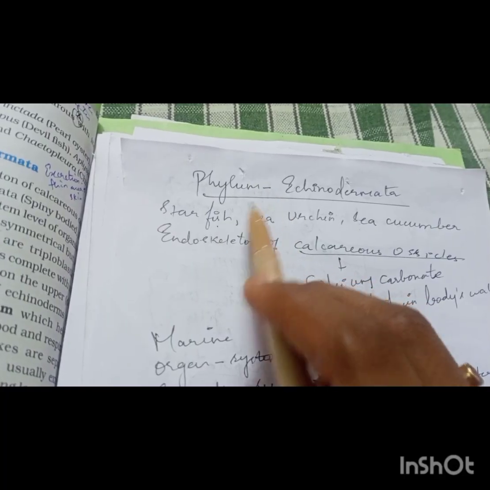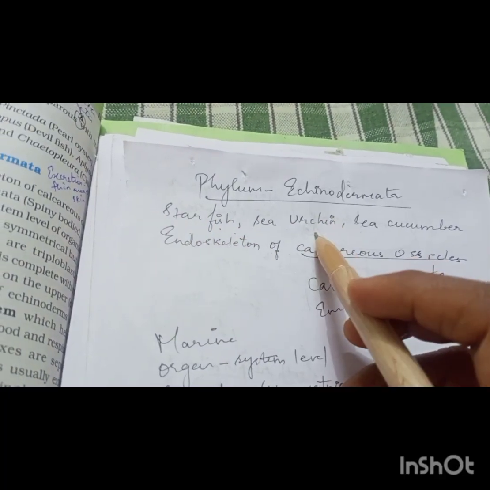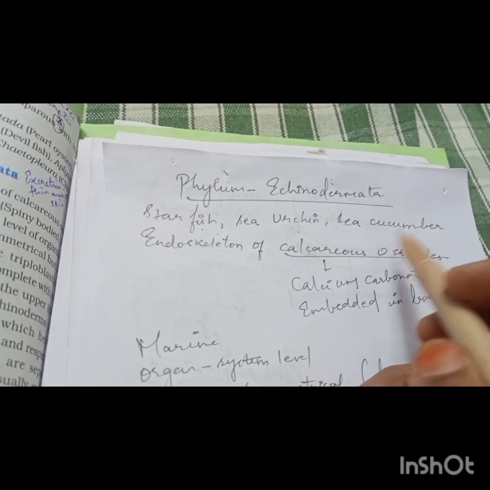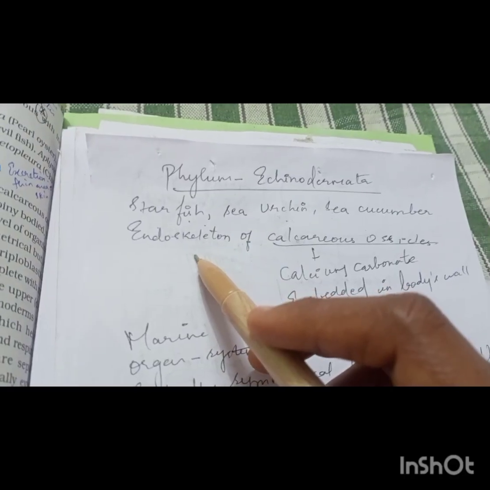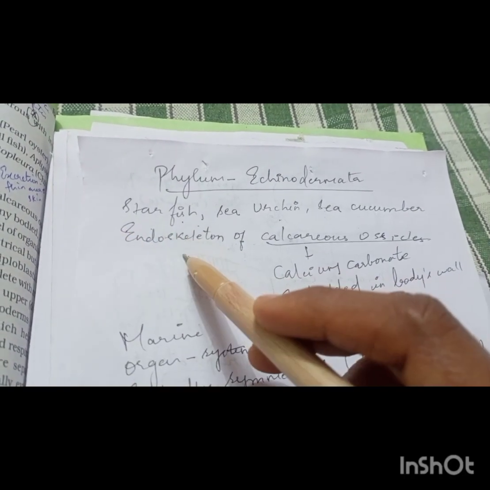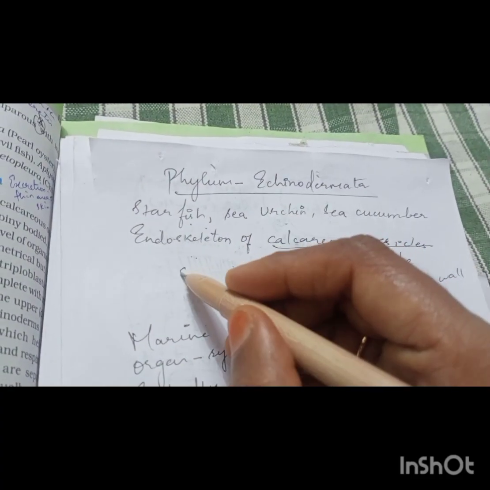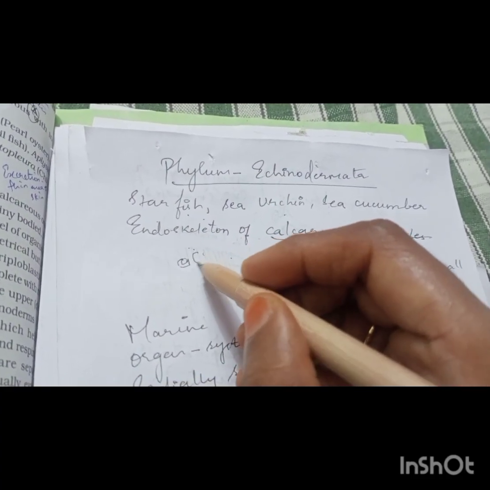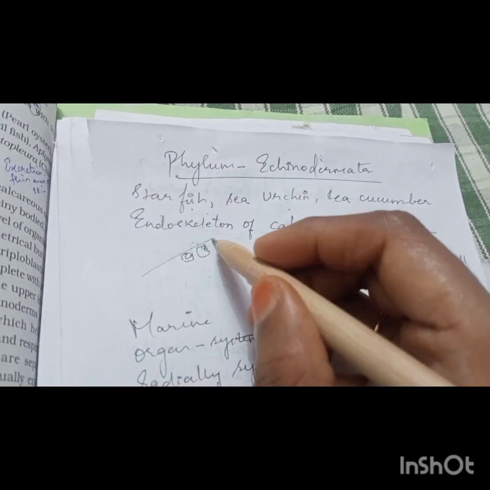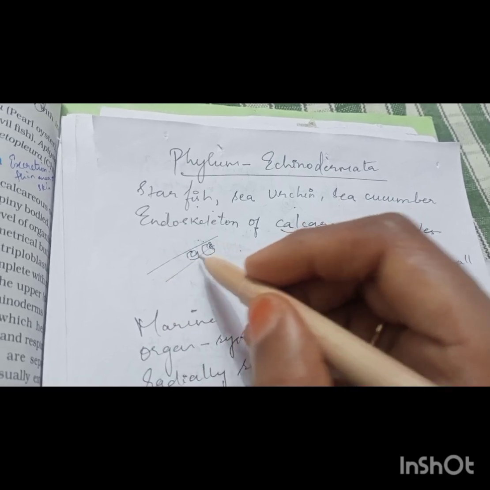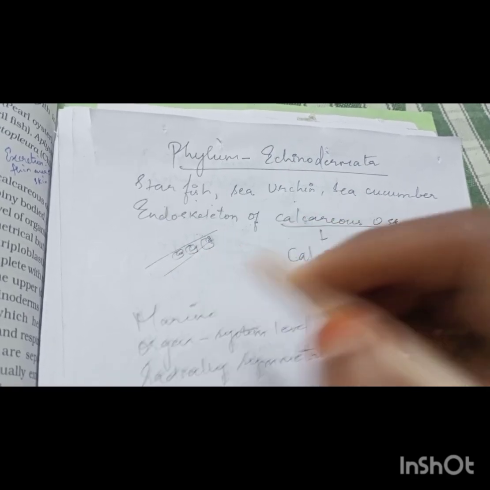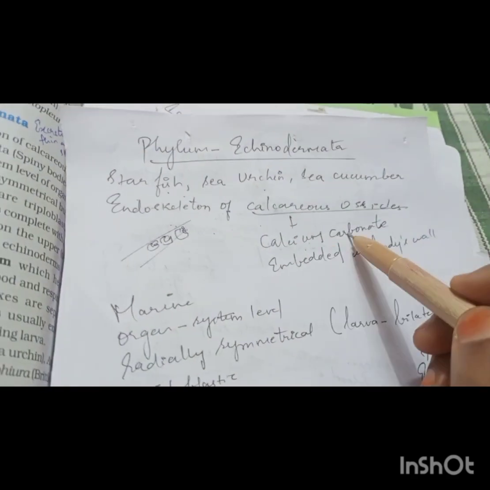Examples for this phylum are starfish, sea urchin, and sea cucumber. The speciality of this phylum is an endoskeleton made up of calcareous ossicles. In the starfish you can see some structures like this, in its fin, and those are actually the ossicles. They are made up of calcium carbonate.